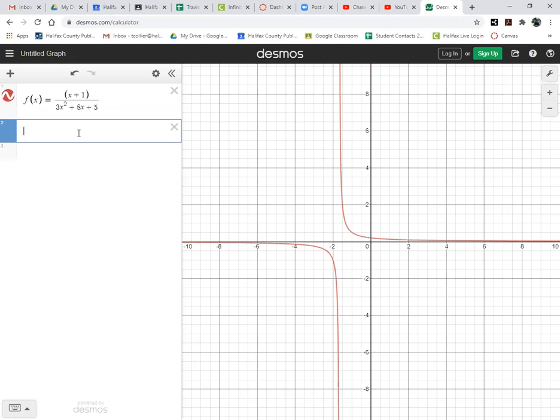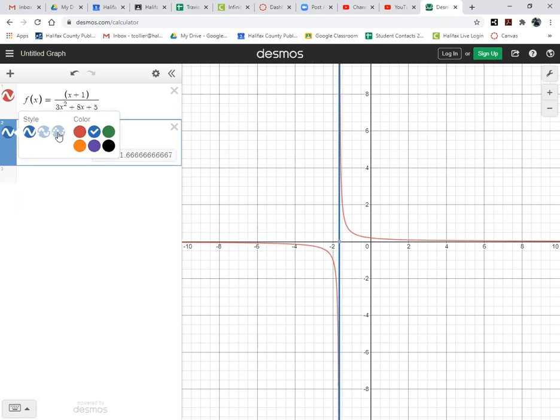Now, what you'll notice is our excluded value was what? x equals -5/3. And I'm going to make this a dotted line so it looks better. Okay. So what you'll notice is when I graph a rational function, it kind of looks like two curves. There's a red curve right here, and there's a red curve right here. But it's all the same graph.